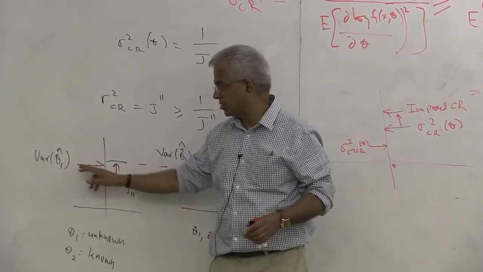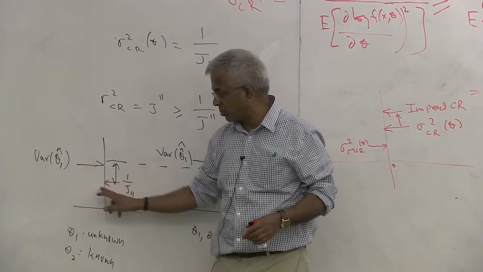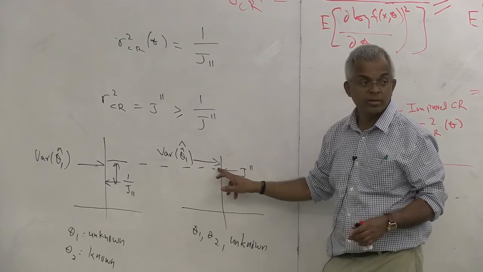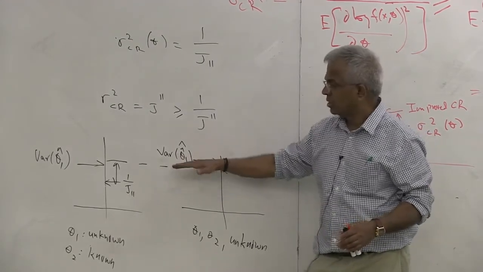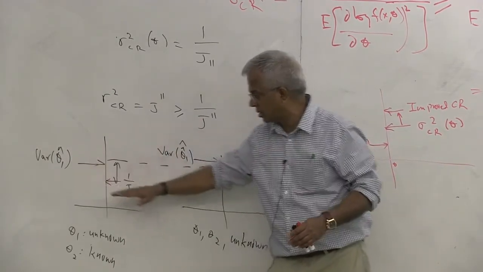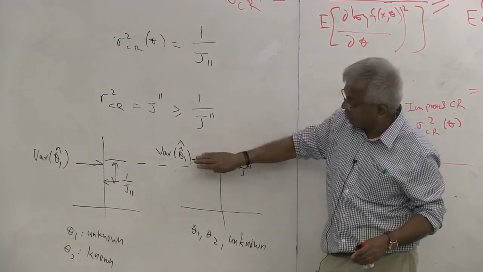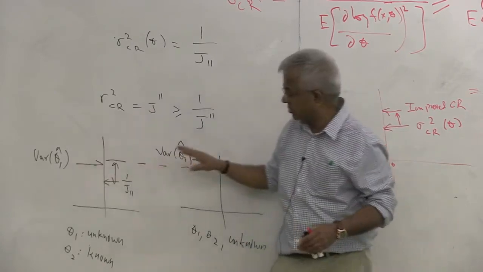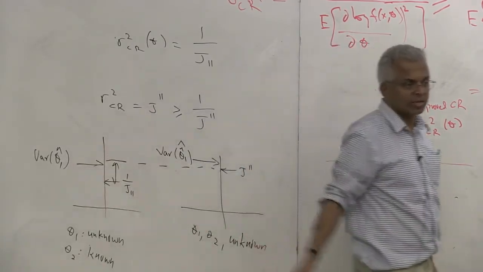Here, this variance is going to be greater than or equal to this number. So there is a possibility this could be as low as this, whereas this is only going to come up to here. That means that in this situation, you may be able to drive the variance up to here, whereas in this situation, the variance will be higher here. So this situation can never be improved upon the earlier situation.